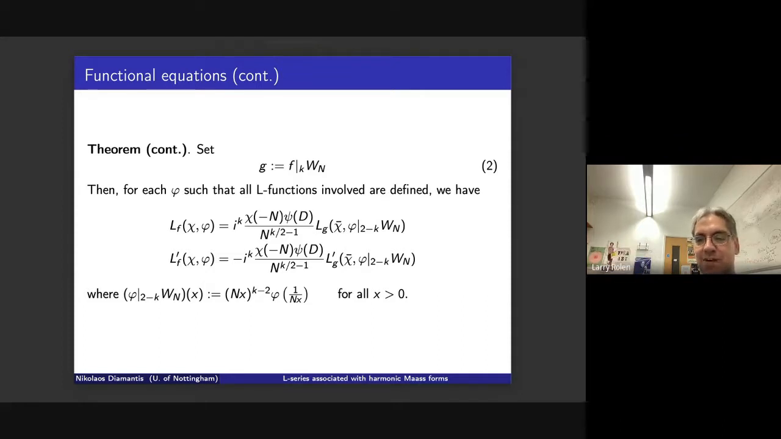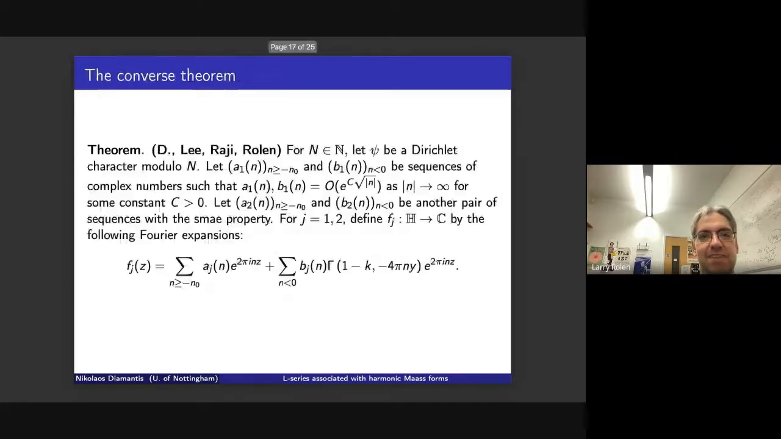And again, I will pause to see if there are any questions about this, because I can understand it can be a bit unfamiliar. Okay, so before I make any further comments, I'm going to show you how this can be turned into a converse theorem, what the converse theorem for that is.